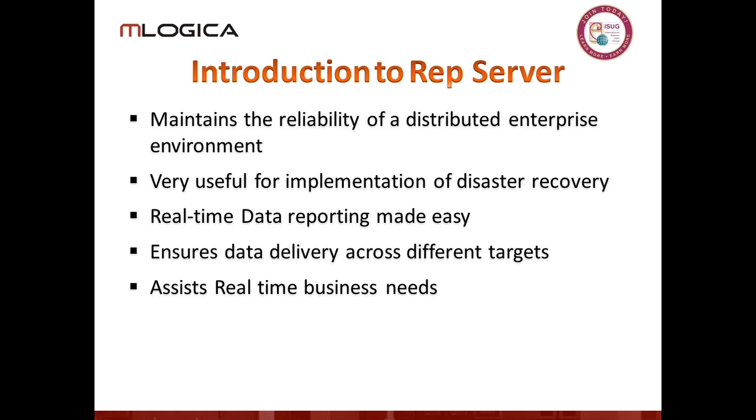What rep server does is, it says here, maintains the reliability of a distributed enterprise environment. Translate that to English. What this means is that when you are trying to ship information from one source to another, there are some things that you have to pay attention to. Does it need to be transactional? What happens if data is missing? How live does that data need to be? What kind of latency can we have from source to target?